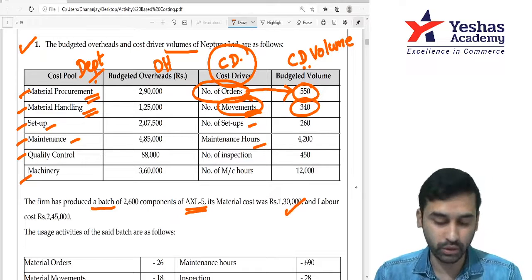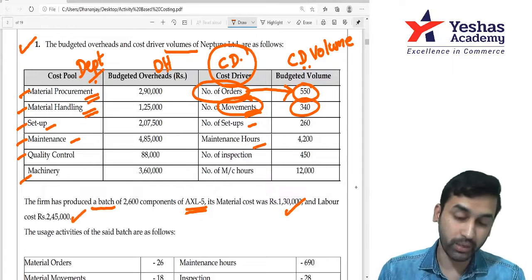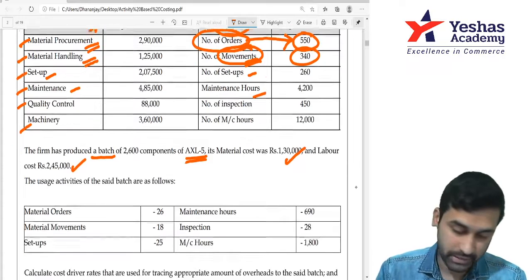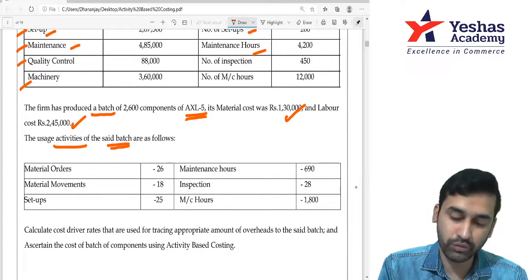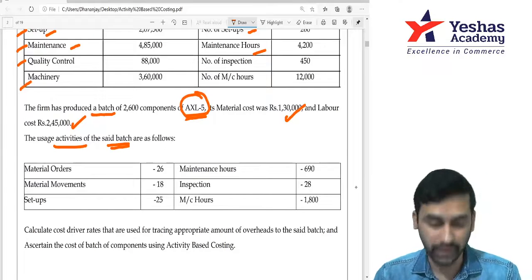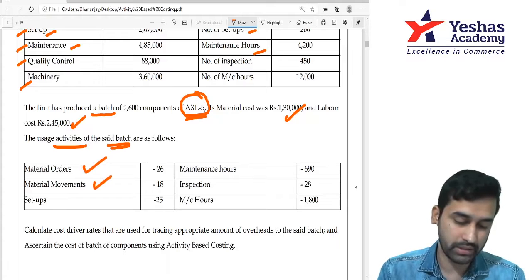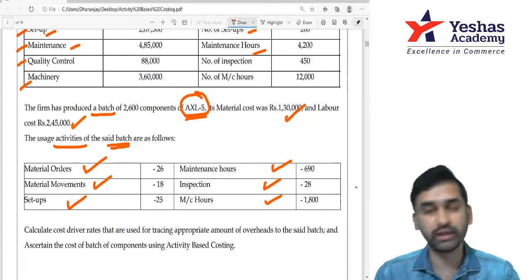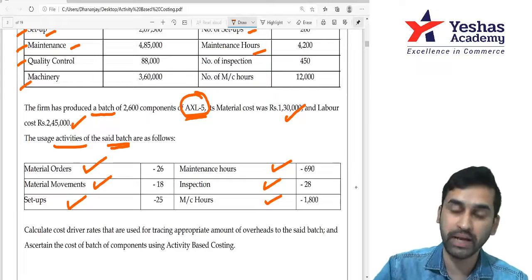Material cost is given to you, labor cost is given to you. Sir, what about overhead? That you need to estimate, correct? Next. The usage activity of the said batch are as follows. For this batch AXL5, 26 orders, 18 movements, 25 setups, 690 maintenance hours, 28 inspection and 1800 machine hours. This is what we have used for this batch.